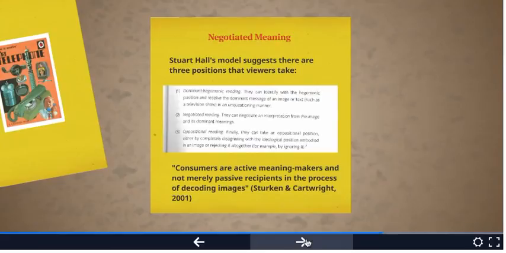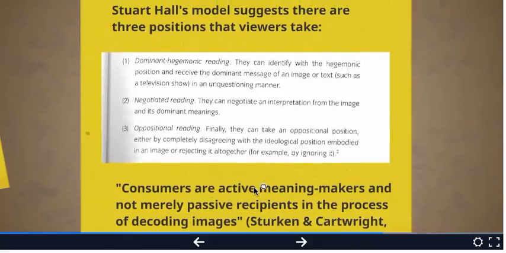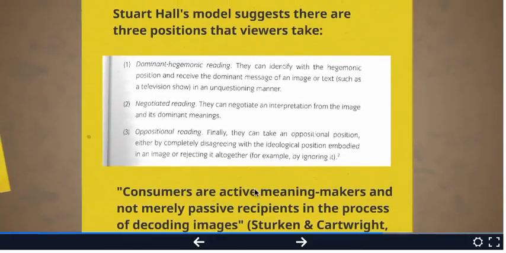And Stuart Hall, the great theorist, suggested that when viewers look at something, there are 3 positions that they can take. Now he's assuming that there's a particular meaning that the makers of something want to encode in something here, and there's a dominant hegemonic reading, which is that a reader identifies with the dominant message of an image or text in an unquestioning manner.